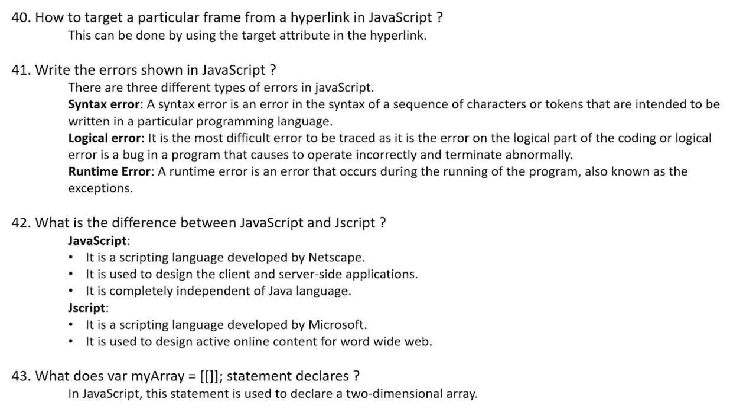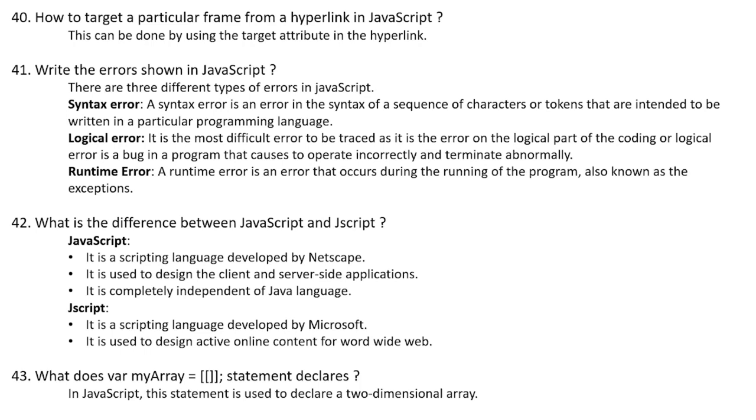Logical error. It is the most difficult error to be traced, as it is an error in the logical part of the coding. A logical error is a bug in a program that causes it to operate incorrectly and terminate abnormally. Runtime error. A runtime error is an error that occurs during the running of the program, also known as exceptions.